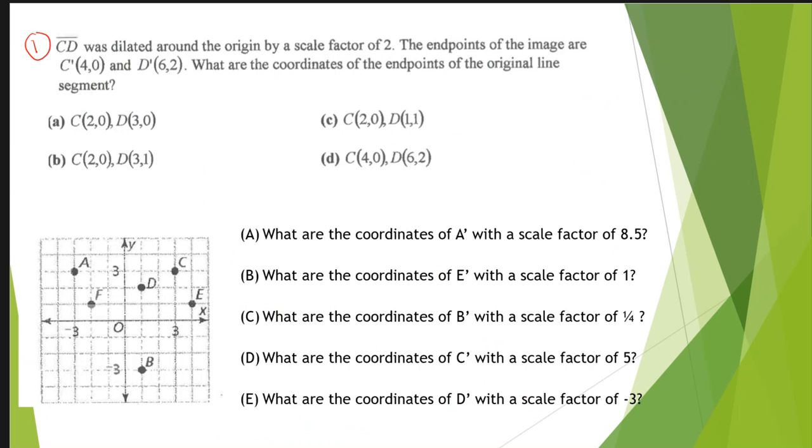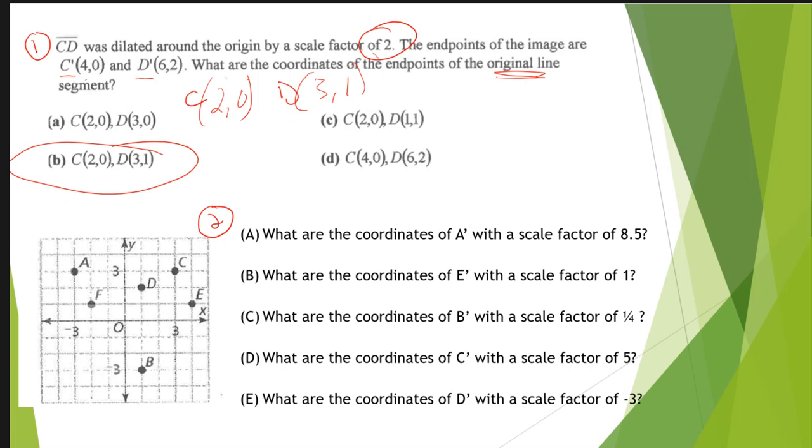All right, here we go. A few more examples, just dealing with some of these dilations. This one says CD was dilated about the origin by a scale factor of 2. So this is the primes. The question here says, what are the coordinates of the original line segment? So we're looking for C and D, the original. If the dilation was done with a scale factor of 2, then that means you multiply the originals by 2. So that means the original would be 2, 0, because you're going to divide by 2. And this would be 3, 1. So our answer would be B.